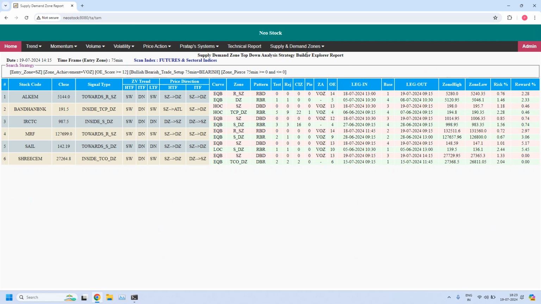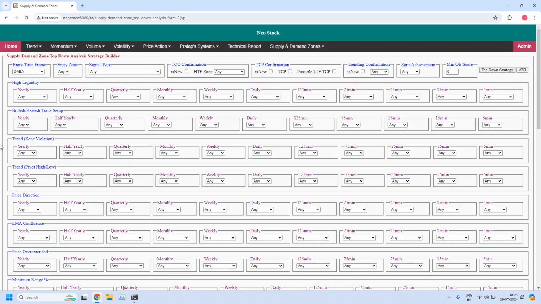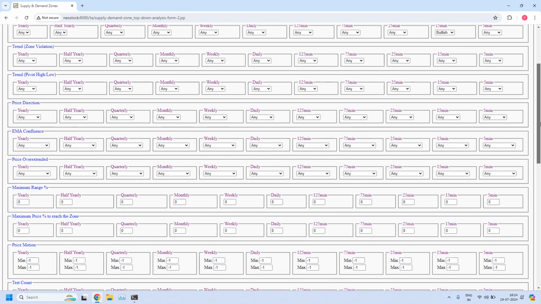The next report, let us generate bullish trade setup for daily income trade. For daily income trade, entry time frame is 15 minutes. For bullish trade setup, it should be demand zone. And also in bullish or bearish trade setup, for daily income trade, that is entry time frame 15 minutes, so we need to select the value bullish. And also the three filters we need to set.